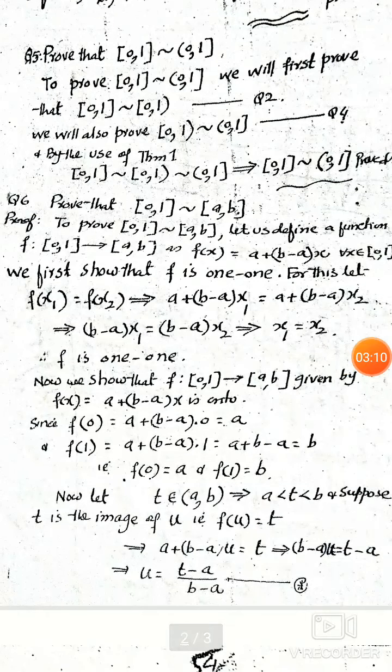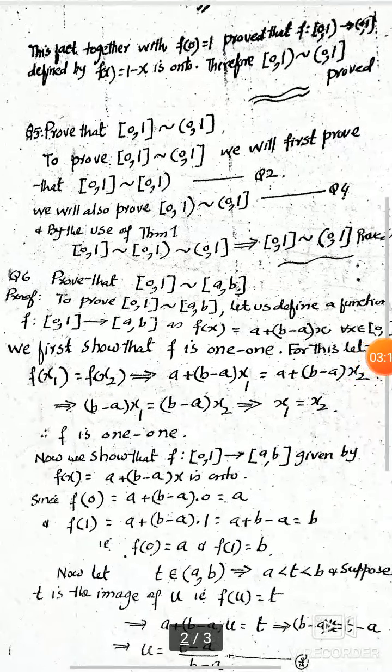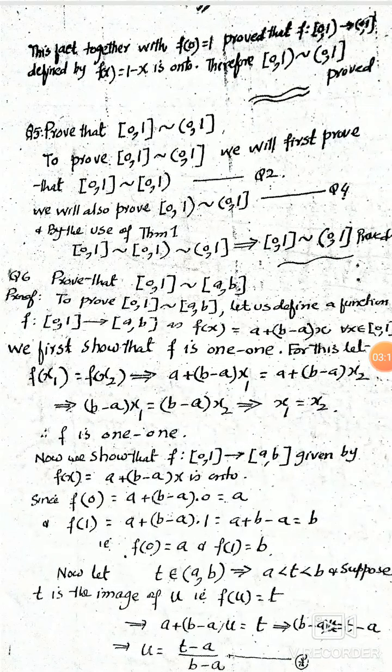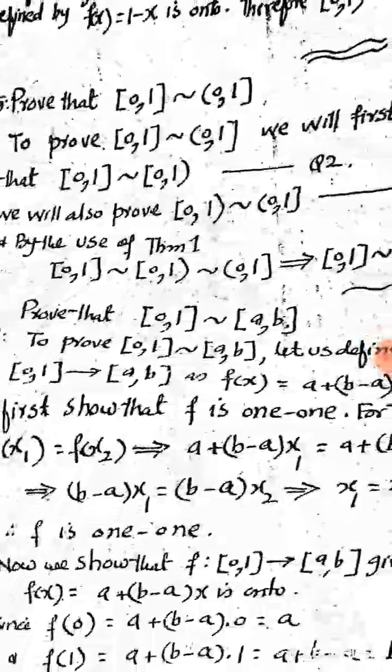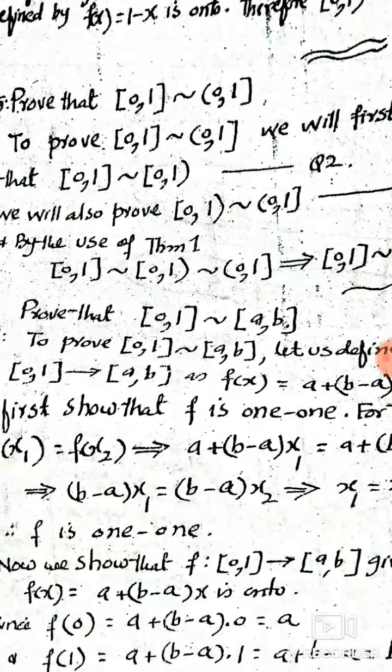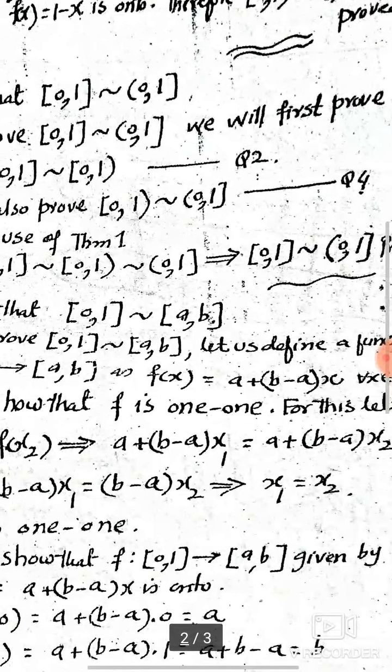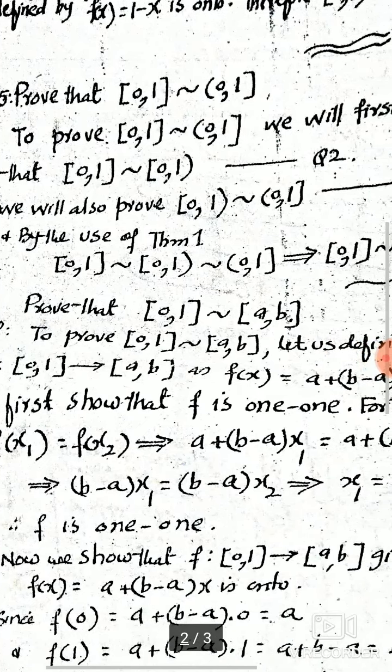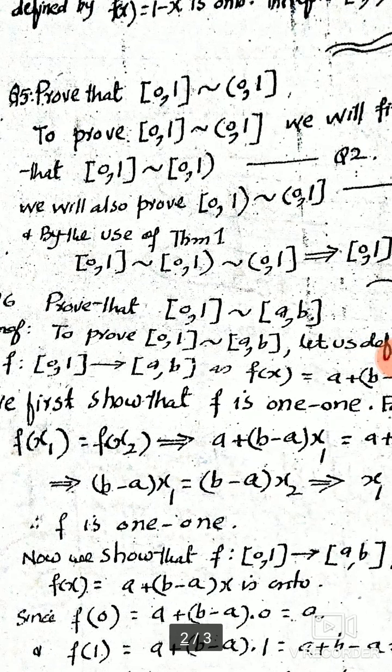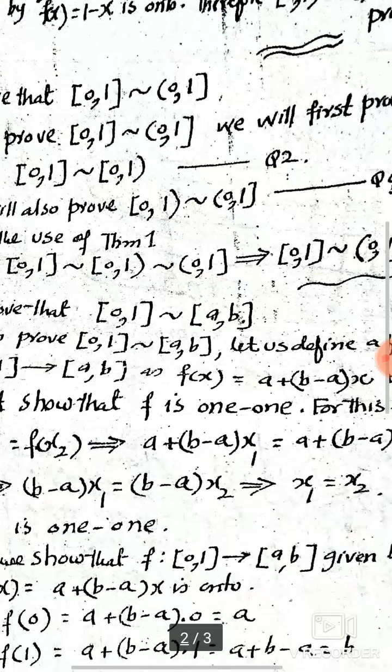Now we have the next theorem. Question: prove that the closed interval [0,1] is equivalent to the open-closed interval (0,1]. To prove this, we will first prove that the closed interval [0,1] is equivalent to the closed-open interval [0,1). We have already proved this in question number 2. We will prove also that [0,1) is equivalent to (0,1].